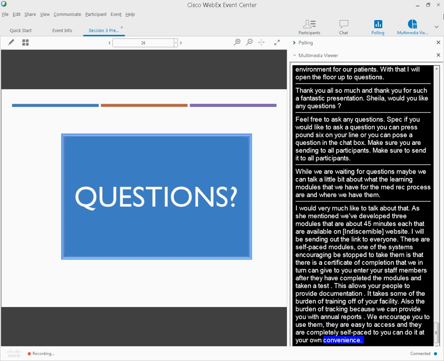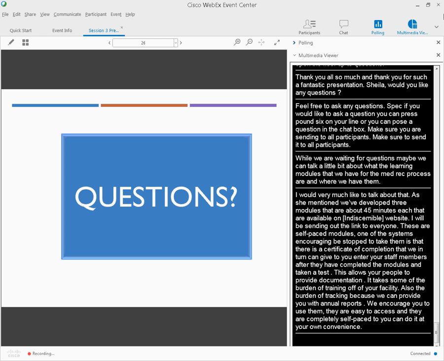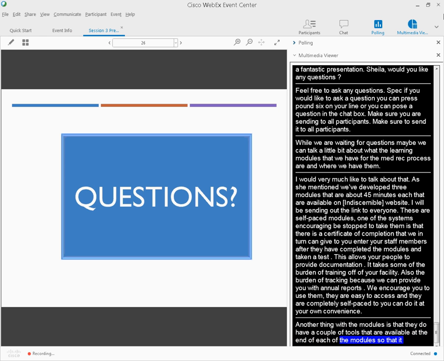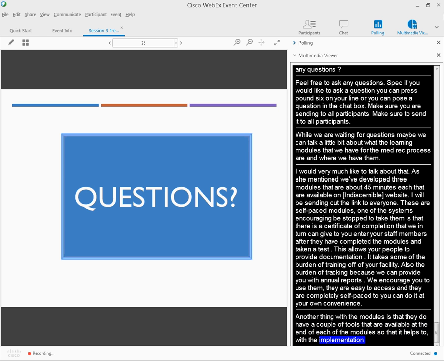Another thing with those modules is that they do have a couple of tools that are available at the end of each of the modules, so that it helps with the implementation phase of getting MedRec into your system. So just to let you know, that's available as well.